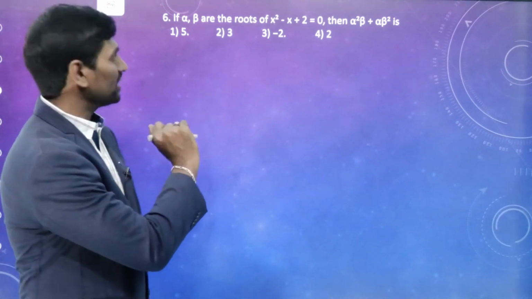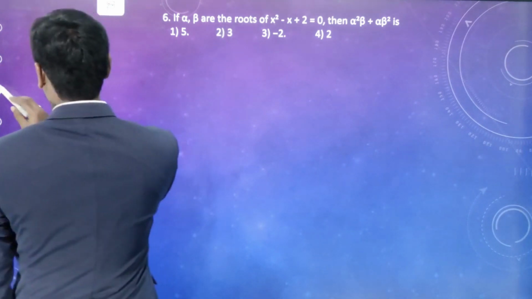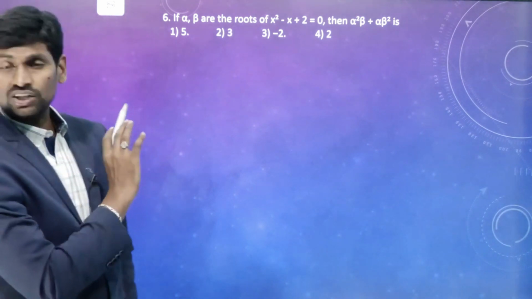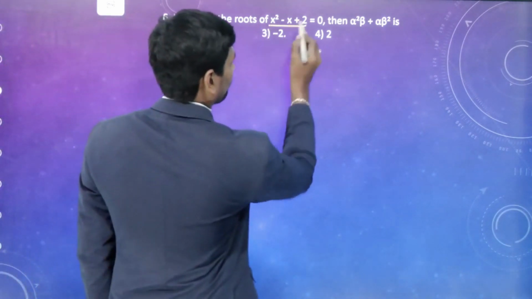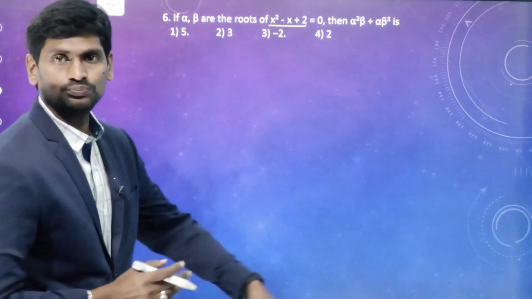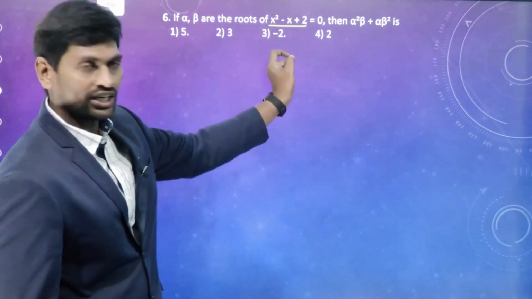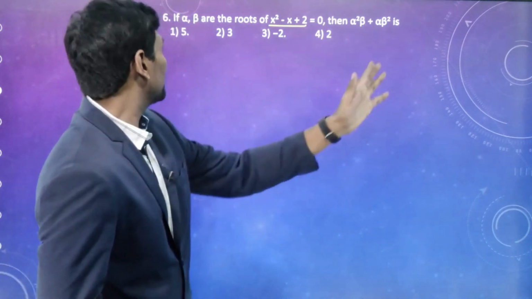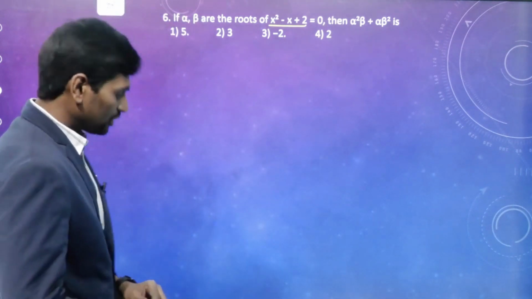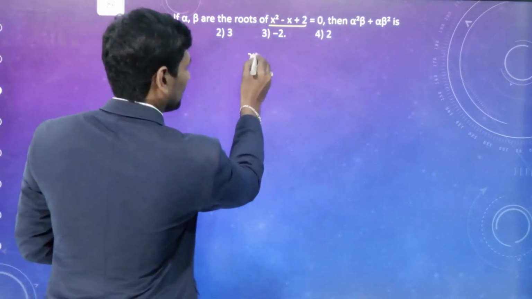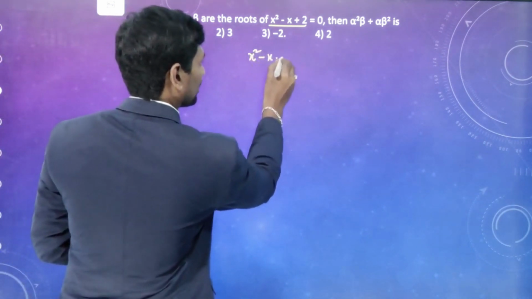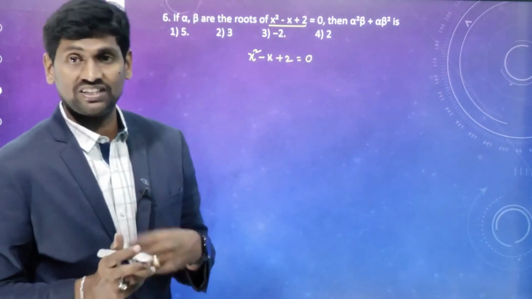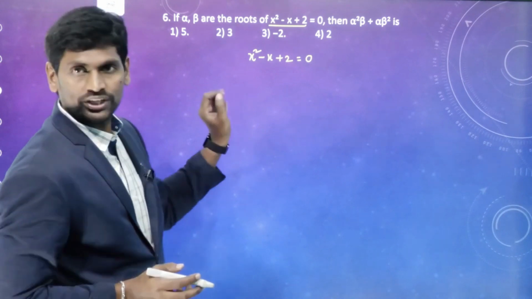See, if alpha, beta are roots of the quadratic equation x square minus x plus 2 equals 0. This is the given quadratic equation, and we need to identify alpha square beta plus alpha beta square. Before that, let us take the given quadratic equation. This type of problem we have already discussed in our previous classes. Let us see one more time.